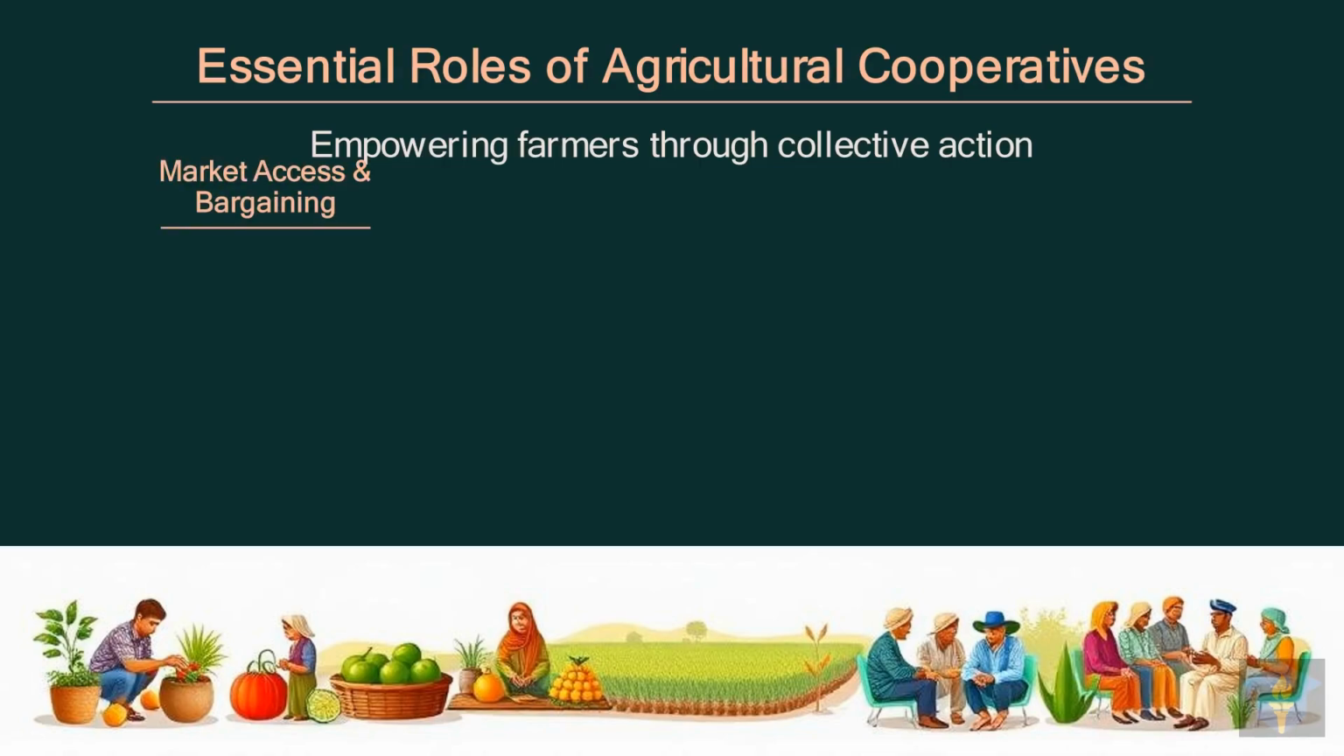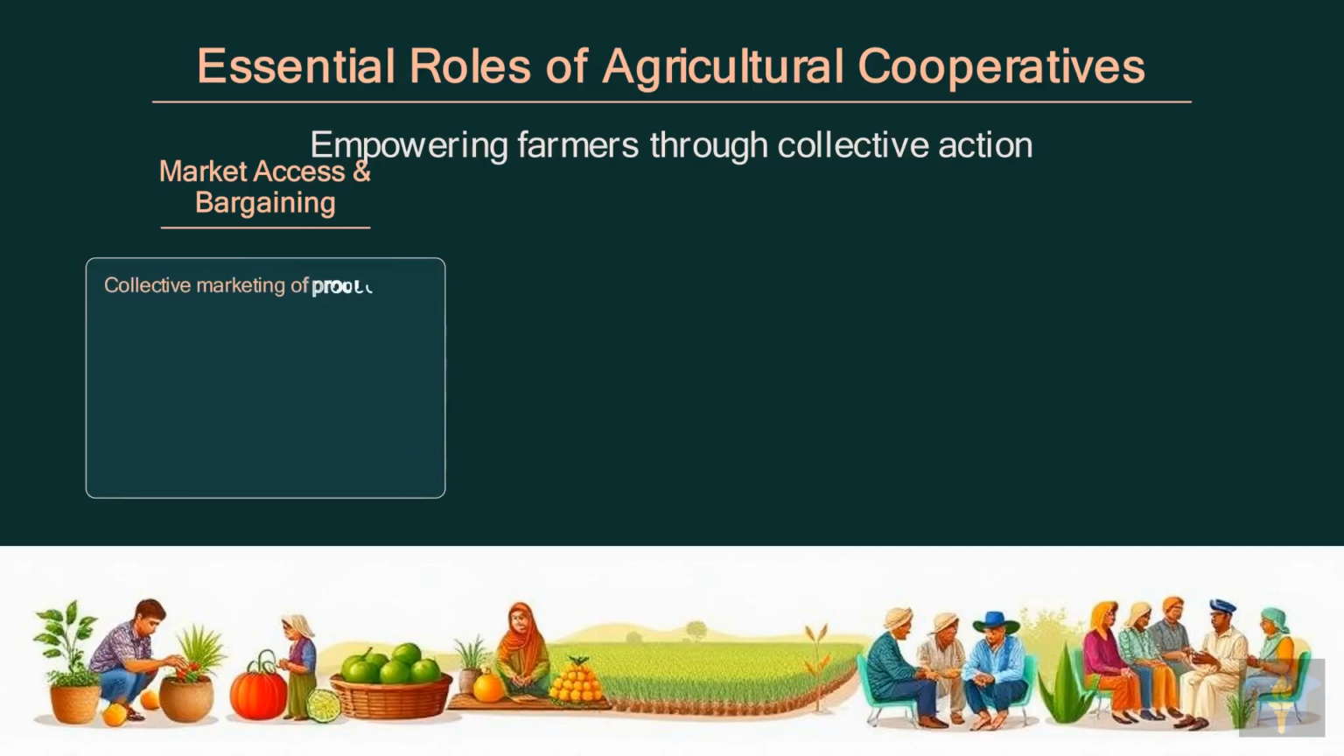First category: market access and bargaining. This involves collective marketing of products from multiple farmers. They negotiate better prices by selling in bulk quantities. This gives access to larger retail chains and export markets.